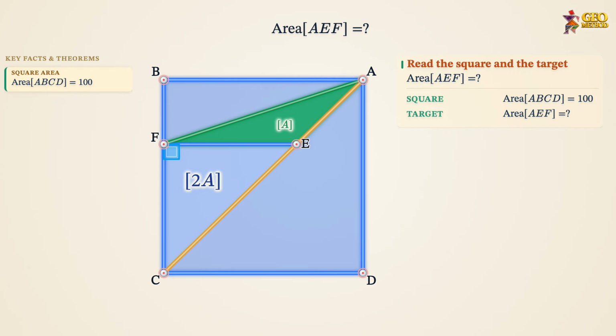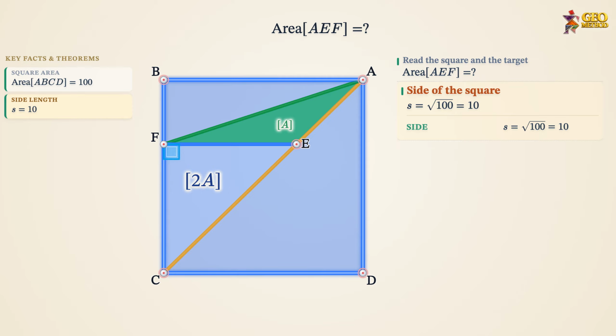The outer figure is the square ABCD with area 100, and its diagonal AC is already drawn. Our target is the area of the green triangle AEF, tucked against the top side. Let us pin down every length before we compute.